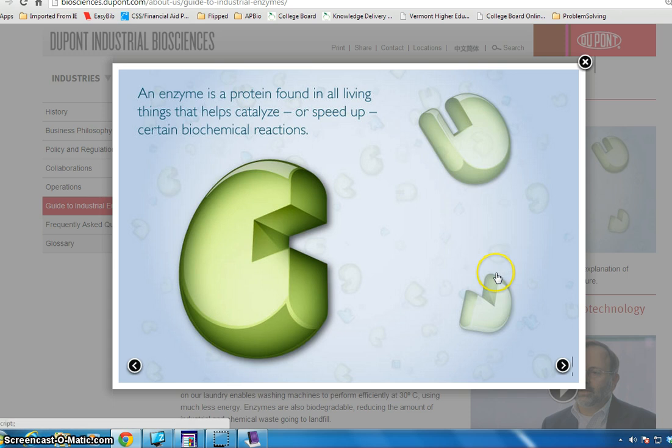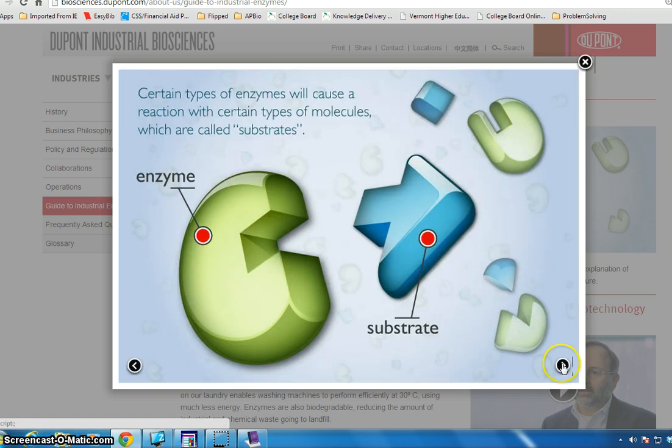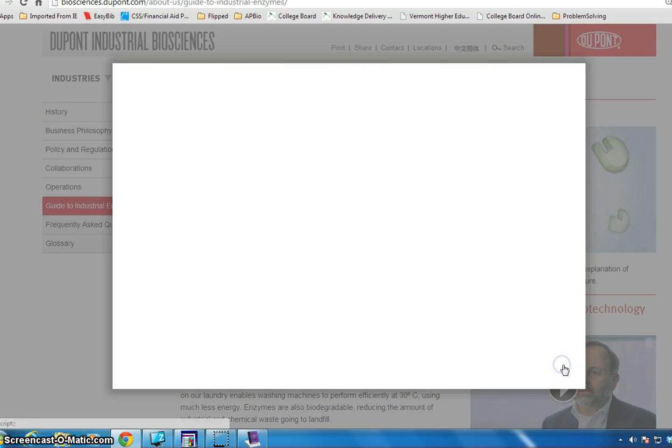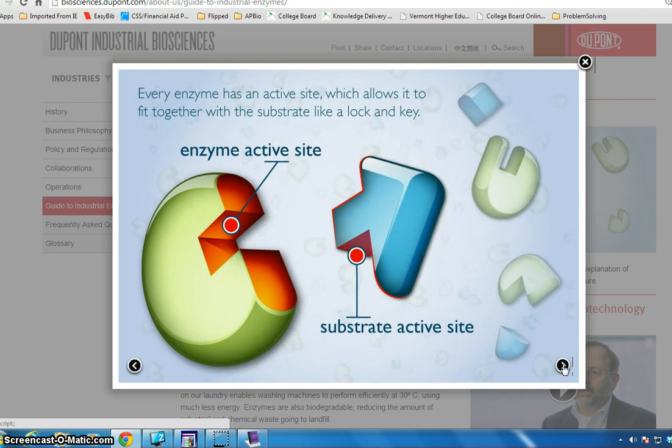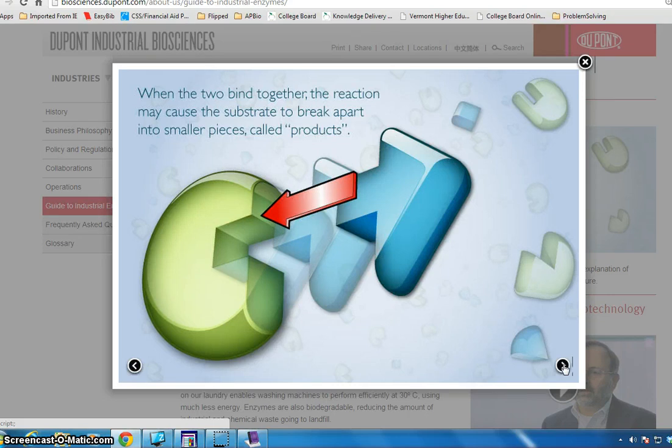So here we go. An enzyme is a protein found in all living things that helps catalyze or speed up certain biochemical reactions. Certain types of enzymes will cause a reaction with certain types of molecules, which are called substrates. We talked about that, how they fit together. Every enzyme has an active site which allows it to fit together with a substrate like a lock and key. When the two bind together, the reaction may cause the substrate to break apart into smaller pieces called products. So we talked about the digestion of sucrose into glucose and fructose.